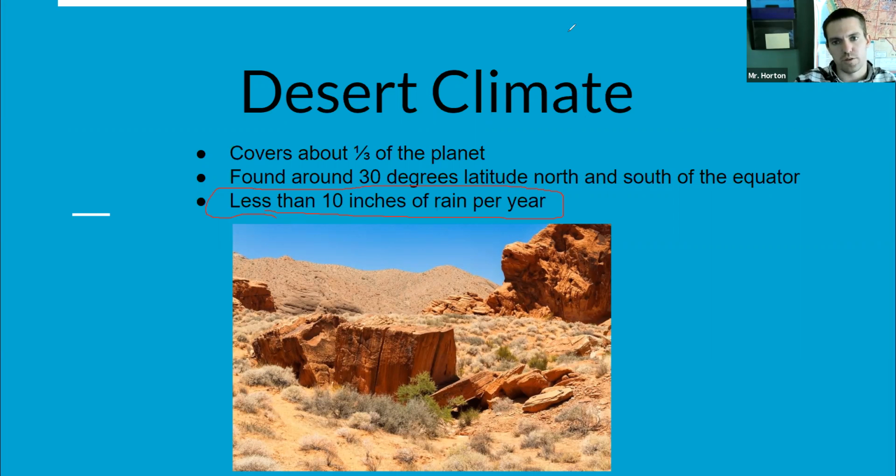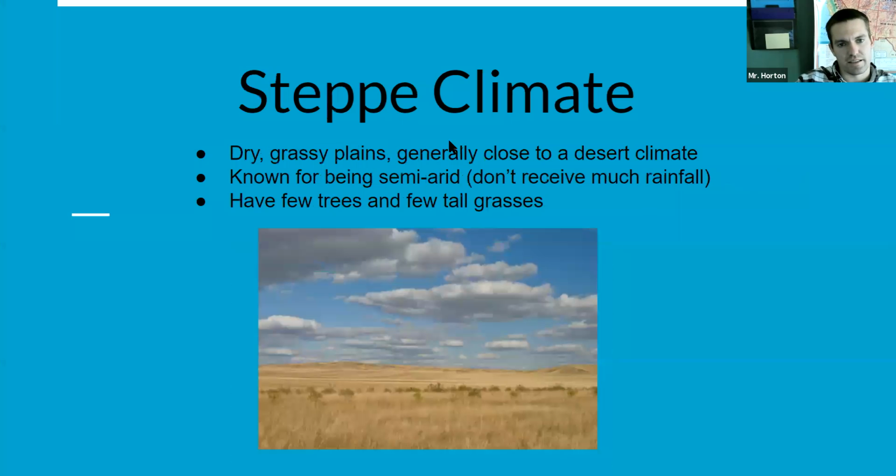Our next one is similar to a desert, and it's called the steppe climate. These are similar to a desert in that they have similar characteristics, but they're not quite a desert yet. Steppe climates are known for being semi-arid. What that means is they don't receive much rainfall at all. Again, similar to deserts, they're not getting a lot of rainfall.